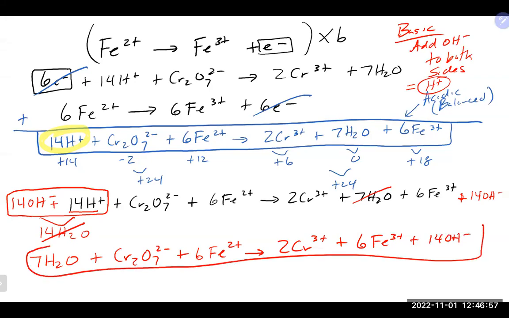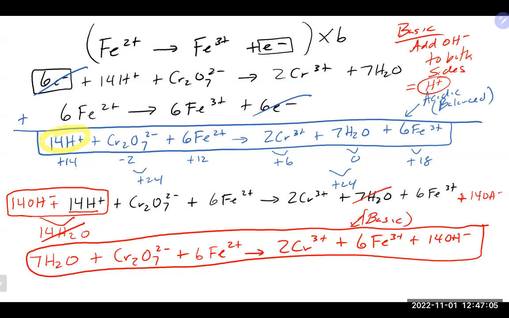And if we didn't screw up anything, this would now be balanced in basic conditions. It should still be exactly the same way in terms of elements on each side. So 7 times 2 is 14 hydrogens, 14 on the right. 7 oxygens on the first guy, 7 in the second is 14. 14 oxygens on the right-hand side, 2 chromiums on the right and left, and 6 irons on the right and left.